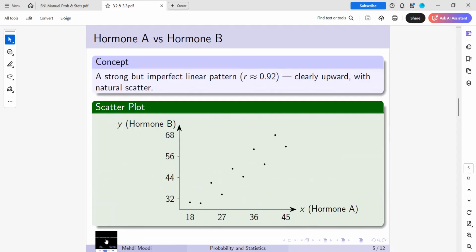The cloud of points leans up and right. That's the positive linear pattern. The wiggle is the real world reminding us it exists.